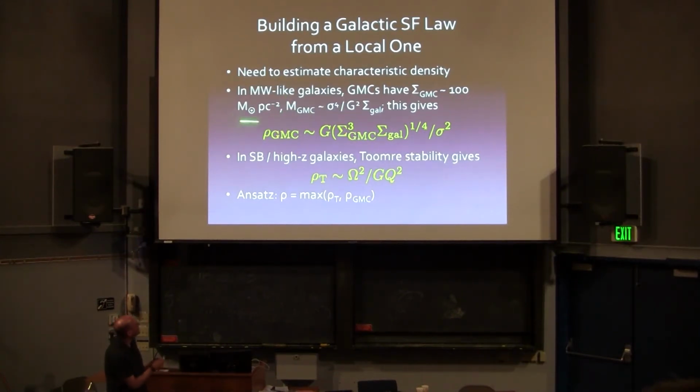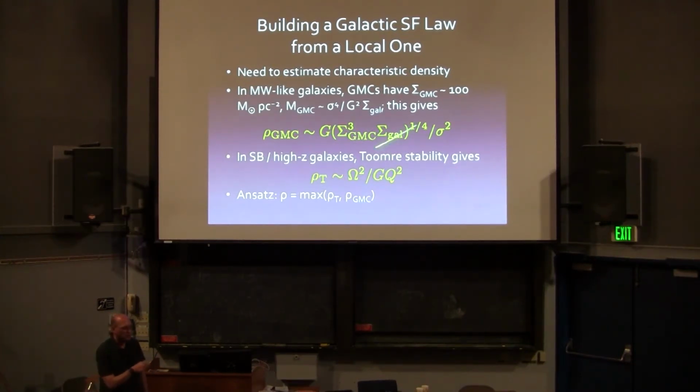Well, in Milky Way-like galaxies, you observe that GMCs have a roughly constant surface density, about 100 solar masses per square parsec. They have characteristic masses that are given by the galactic Toomre mass, which is what you expect if they're created by gravitational instability. So if I've got a mass and a surface density, I can solve for volume density. I get a volume density, and here's how it scales with galactic surface density, GMC surface density, and the velocity dispersion of the ISM squared. That gives me a density.